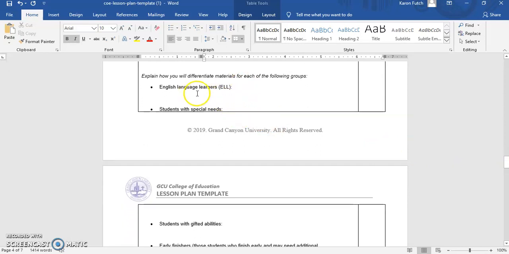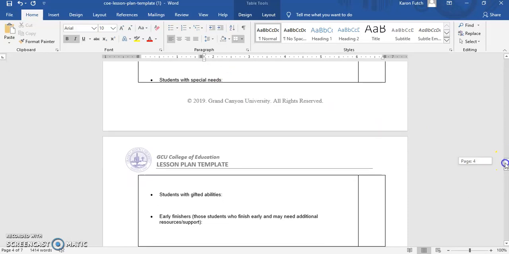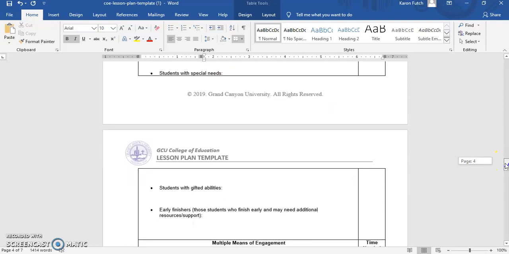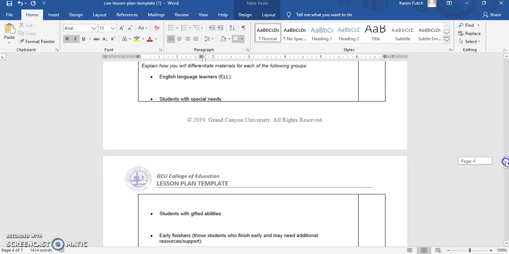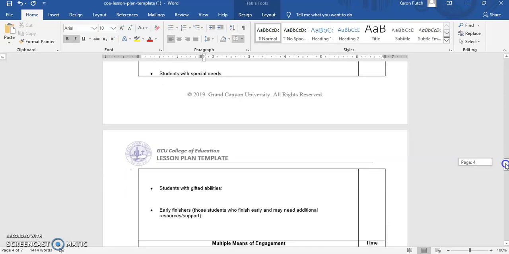How would you differentiate this? It may be that if you have an English language learner, they have to follow along in their native language, or if you have hearing impaired, they need to wear headphones or closed caption. If you have the visually impaired, they may need large print.